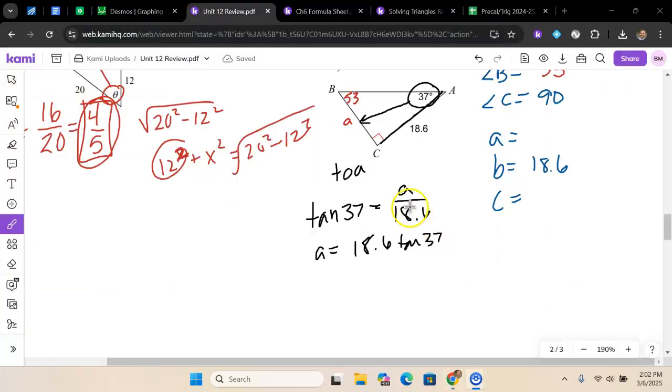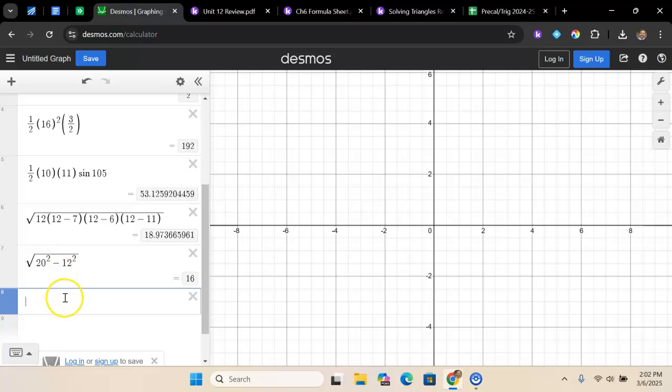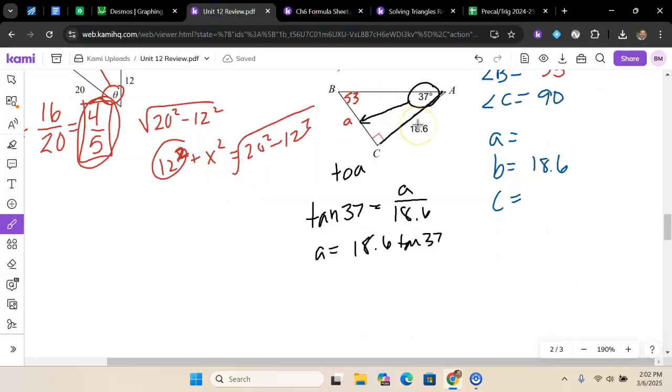Move this out of the way a little bit here. 18.6 tangent of 37, which gives me roughly 14. So A is going to be 14.